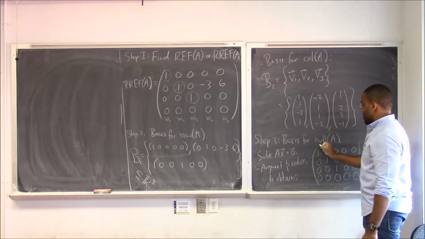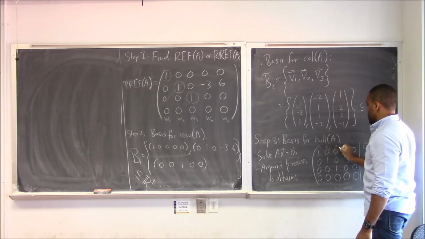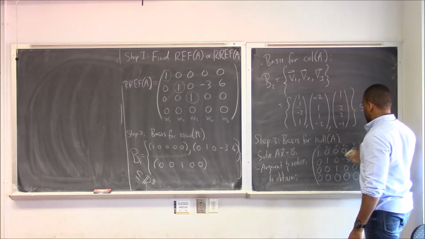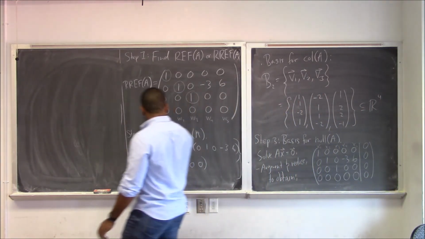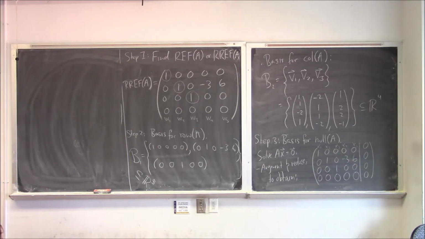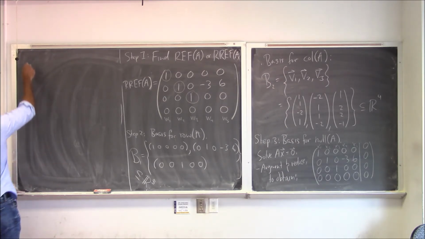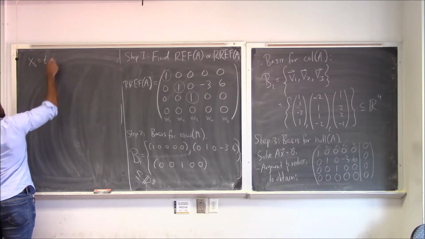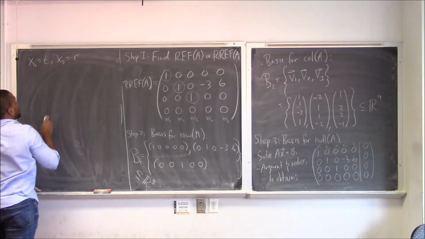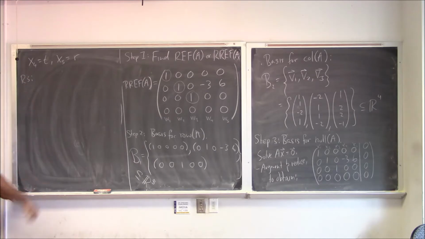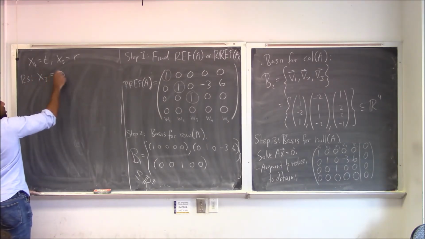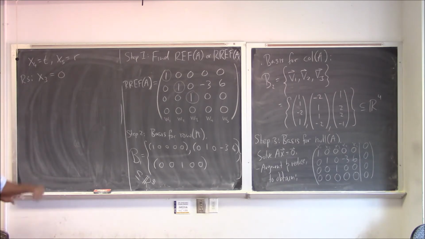Let's say I define variables for this, x1, x2, x3, x4, x5. How do we solve for them? First, parameterize x4 and x5. So set x4 equals t, x5 equals r, and then move on to row 3. Row 3 would tell us that x3 is actually 0. Move to row 2, so you go from the bottom rows up.